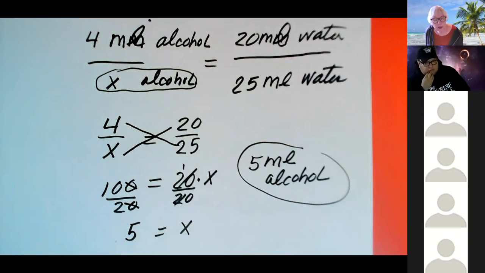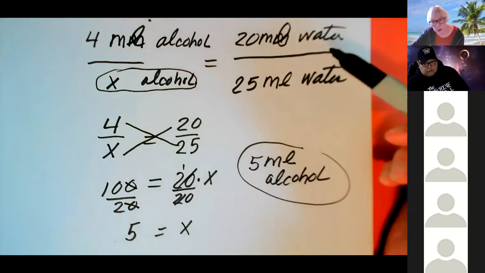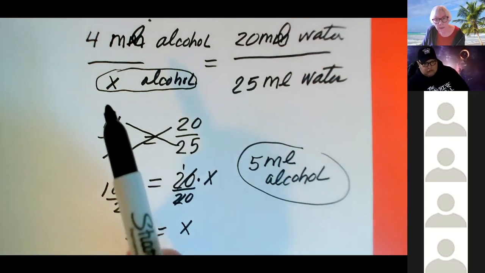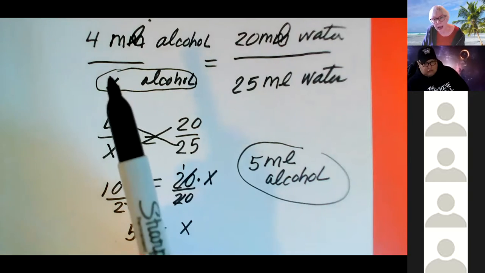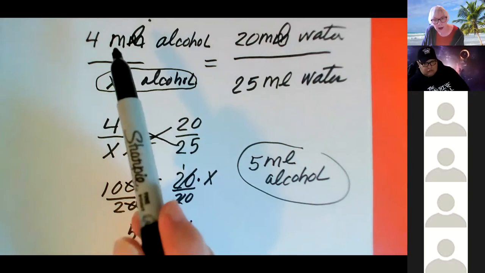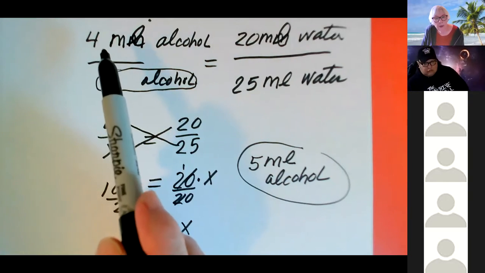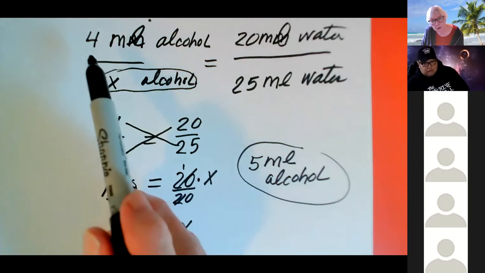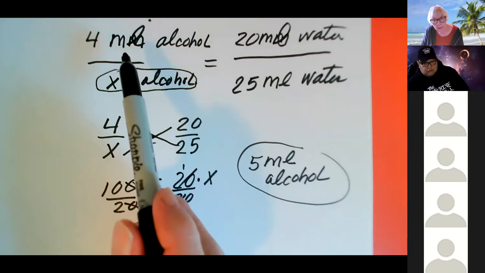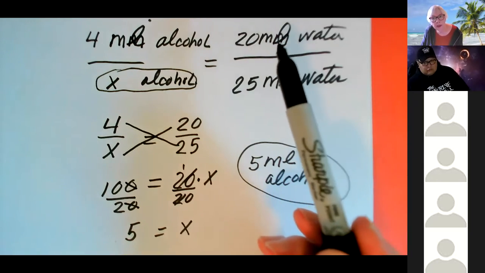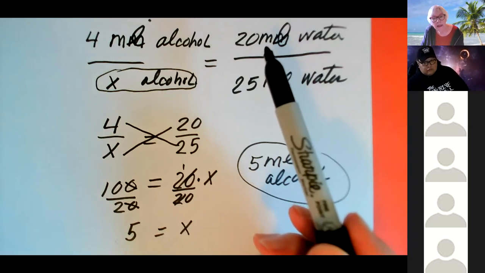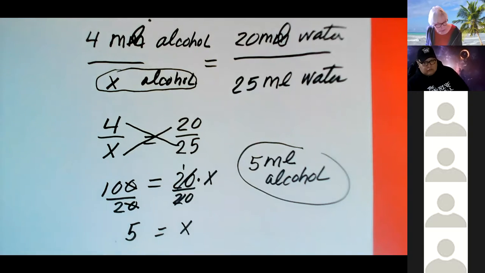So in chemistry, when you're mixing things together, you need to get the proportions right. And so it's a math problem. And so when they have a container of alcohol, it won't be exactly 4, it will be a whole big container. And so you pour off 4 milliliters. Same is true with water. Water doesn't come in 20 milliliter containers. So you pour off 20. And so that's how you make correct mixtures.